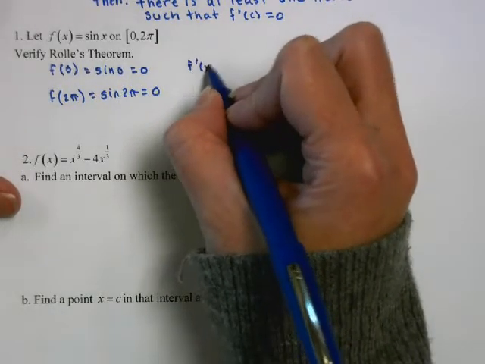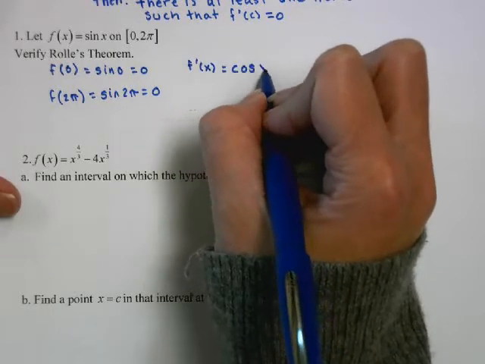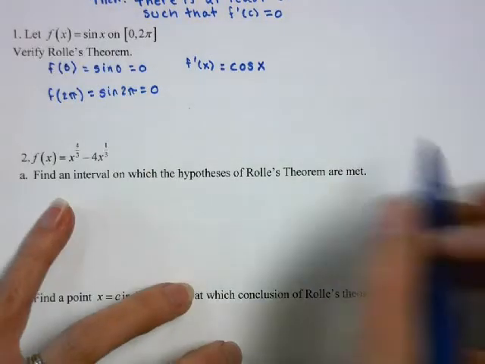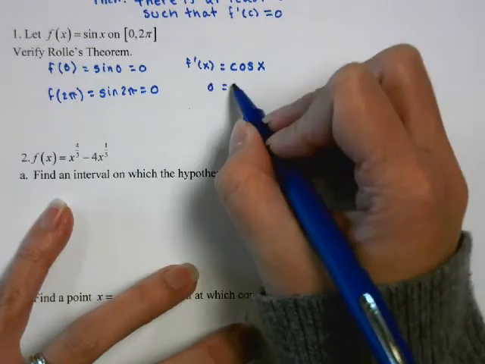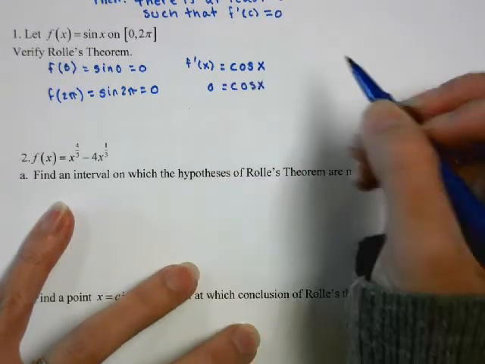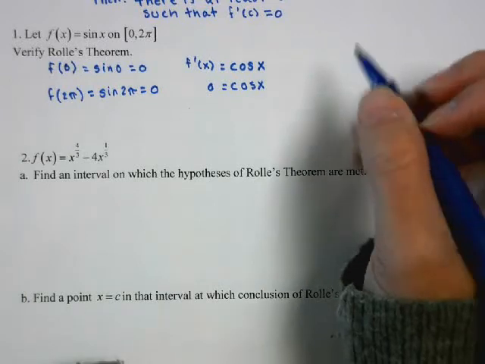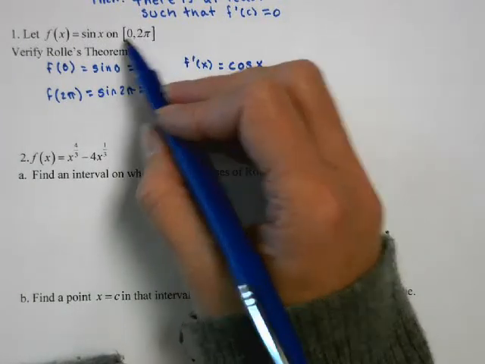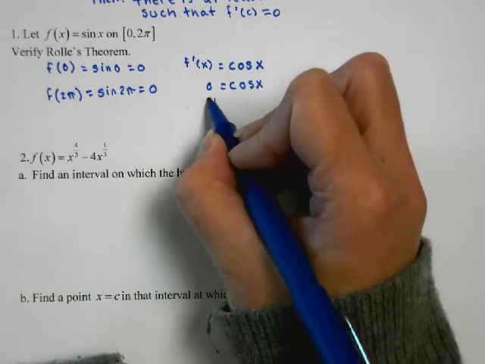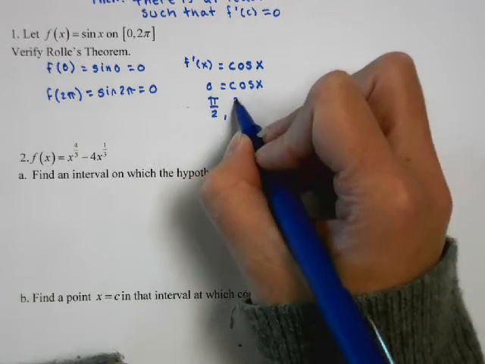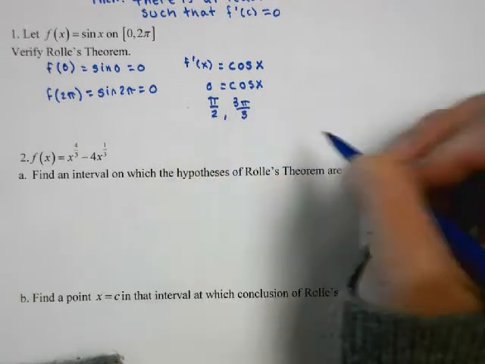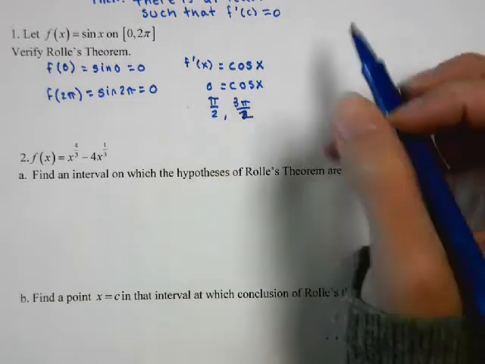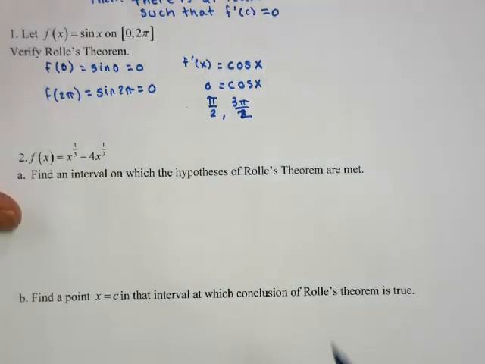So we're going to find the derivative, and we're going to investigate where it is 0. Cosine is 0. The x value is 0 on the unit circle between 0 and 2 pi, up at the top of the circle at pi over 2, and at the bottom of the circle at 3 pi over 2. So those are my solutions.